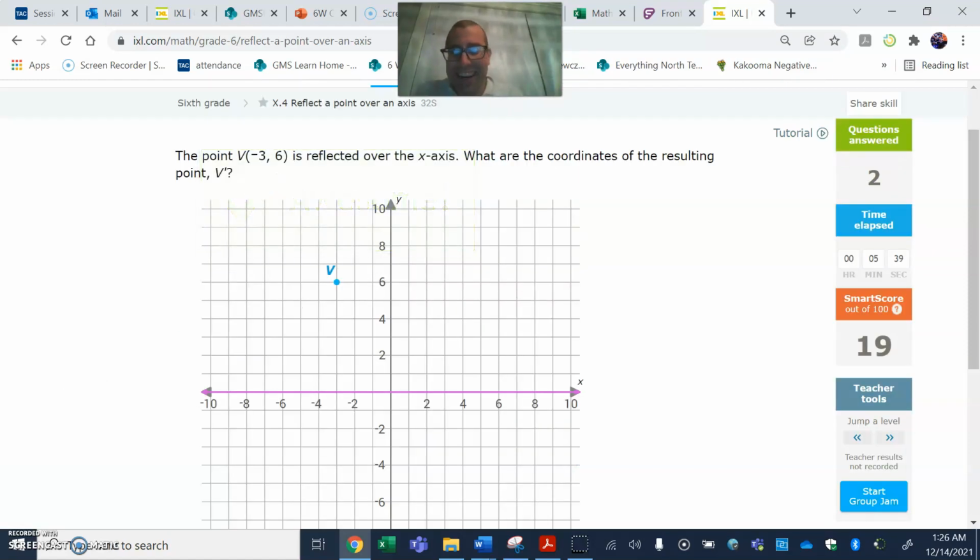Awesome. All right. The point (-3, 6). So again, there it is. They went to the left to -3. They went up to 6. So all we're doing is counting how far we are away from the x-axis this time.